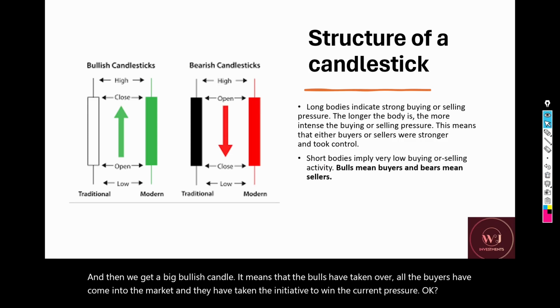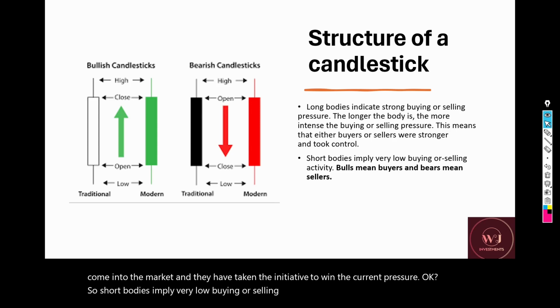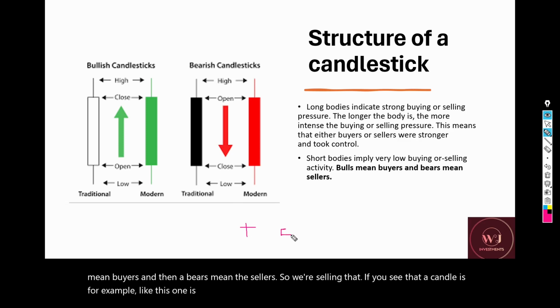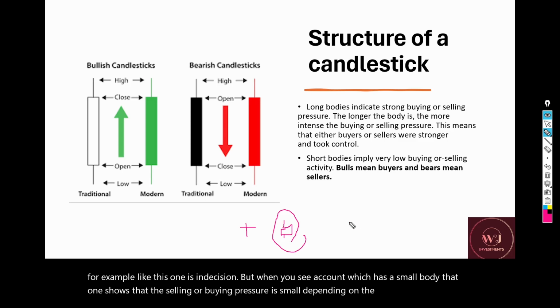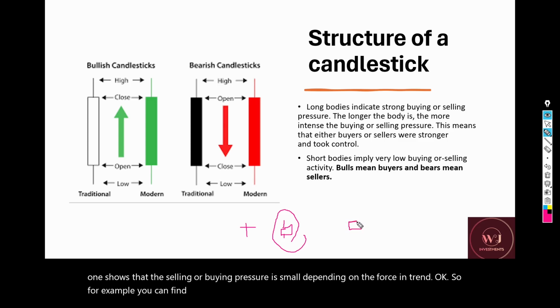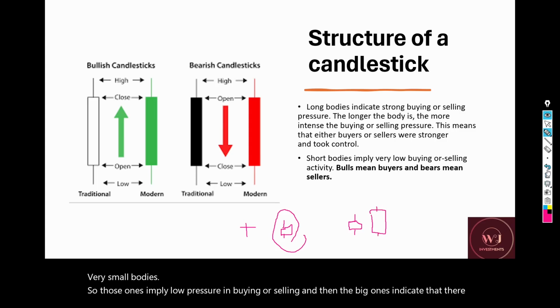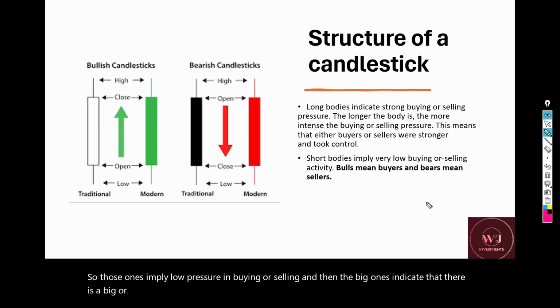Short bodies imply very low buying or selling activity, where the bulls mean buyers and the bears mean the sellers. If you see a candle that is, for example, like this one, that is indecision, but when you see a candle with a small body, that shows the selling or buying pressure is small, depending on the prevailing trend. For example, you can find candles like this with very small bodies. Those imply low pressure in buying or selling, and the big ones indicate a big buying or selling pressure.